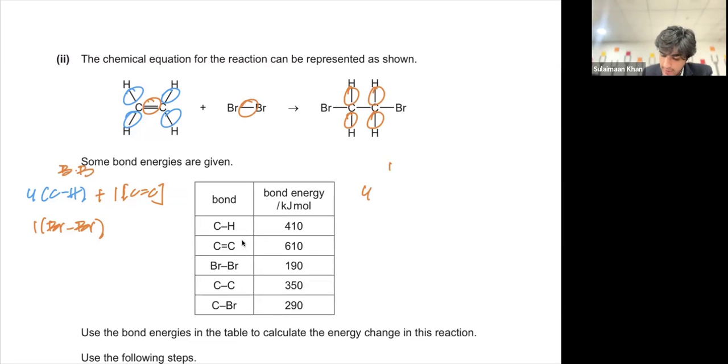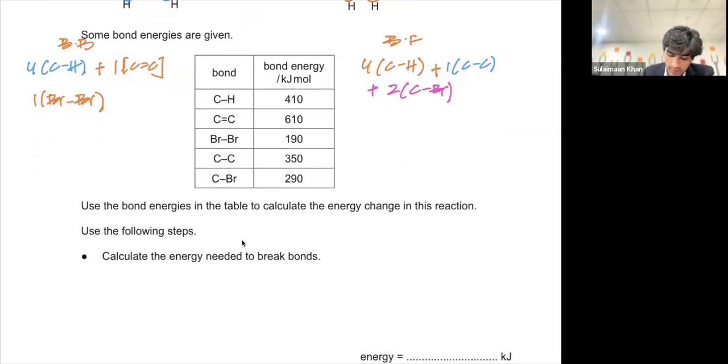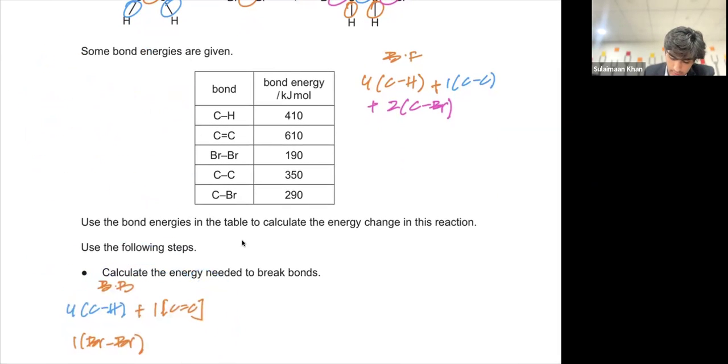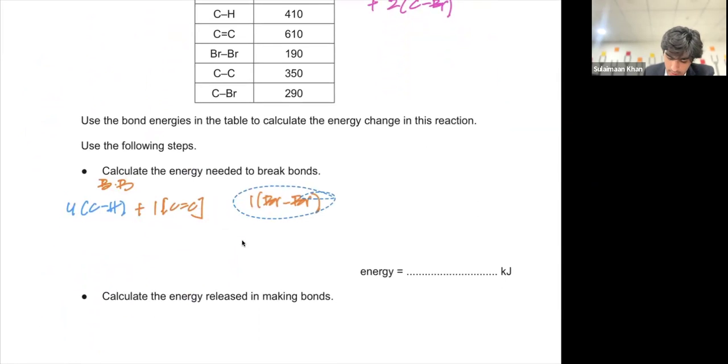And then you just need to plug in the values. 4 CH bonds plus one CC bond plus one CBr, one CBr. All the bonds. Have I shown all the bonds? So two CBr bonds. Done, just plug in the values now. So what's the energy? Calculate the energy needed to break the bonds. I'll paste this here. What is the energy needed to take in to break these bonds? Come on, just plug in the values for me.